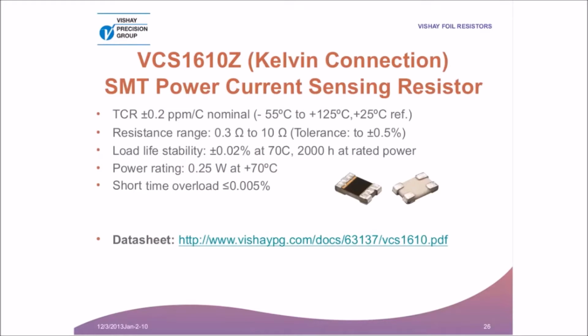Now we'd just like to highlight a few of the key products that we have for surface mount power current sensing, starting with our VCS1610Z, which is a 4-terminal Kelvin connection resistor. The power rating is 0.25 watts at 70 degrees C. The TCR is extremely low at 0.2 ppm per degree C nominal. The resistance range is from 300 milliohms to 10 ohms. And the load life stability is extremely good at 0.02% at 70 C for 2,000 hours at rated power.